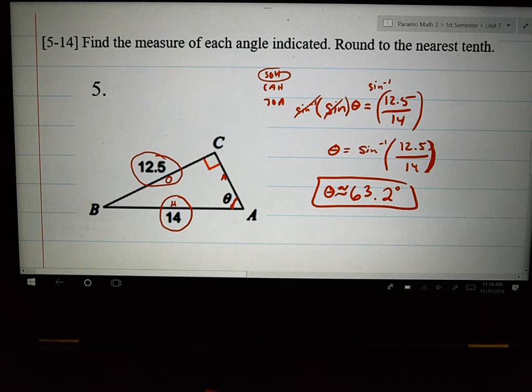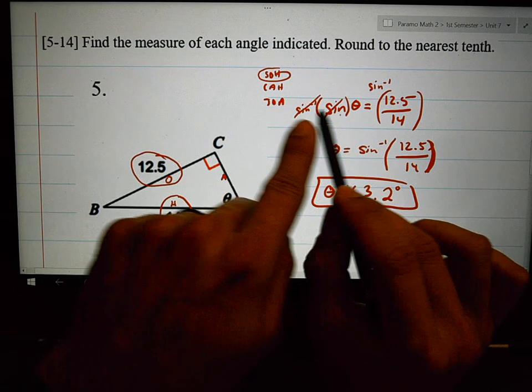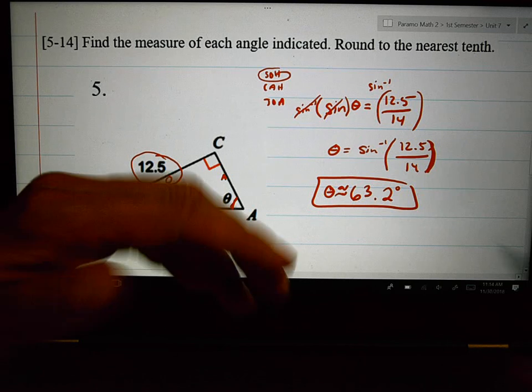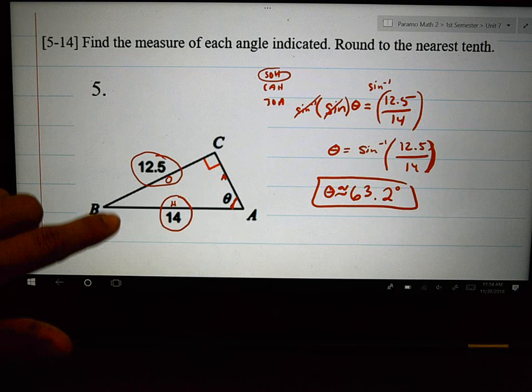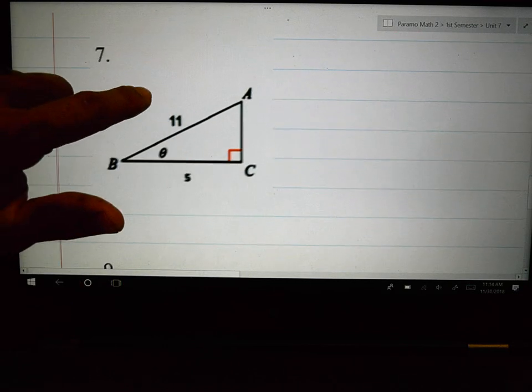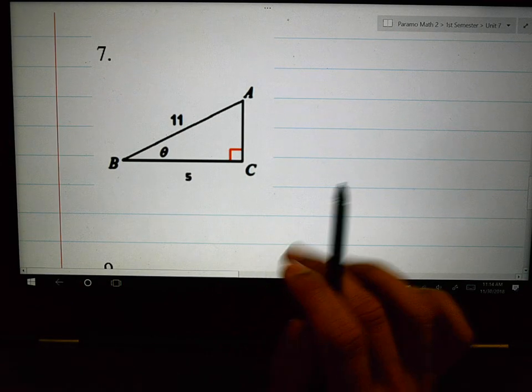That's it. It's almost exactly the same, except to unravel sine, we do inverse sine. To unravel cosine, we're going to do inverse cosine. To unravel tangent, we're going to do inverse tangent. Okay, let's do another one. We'll go a little bit faster this time.